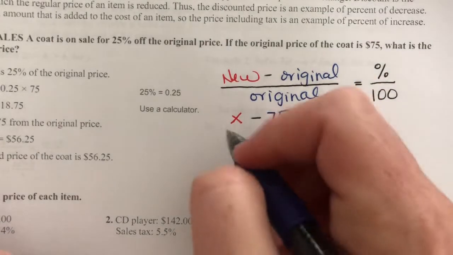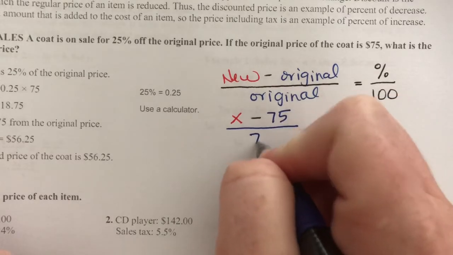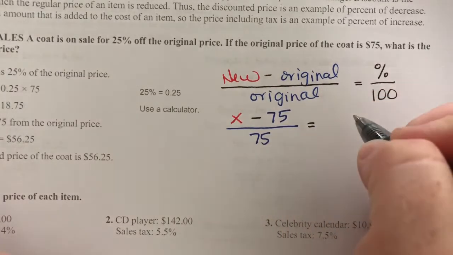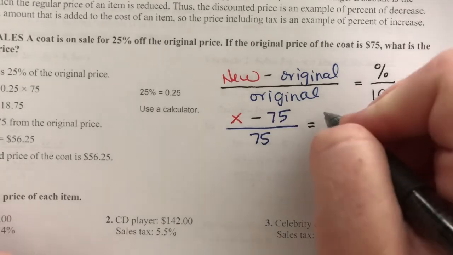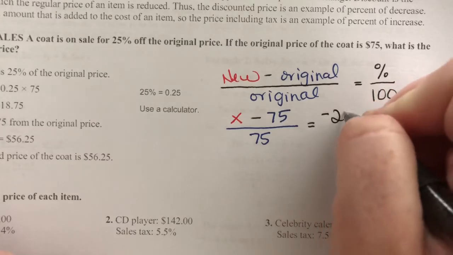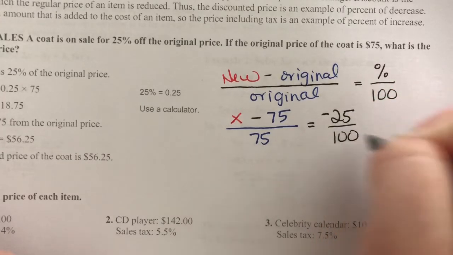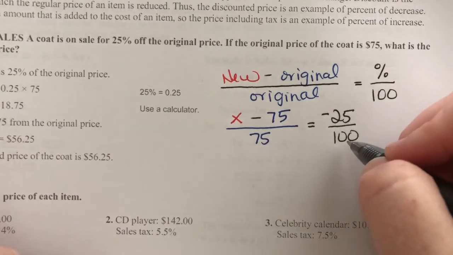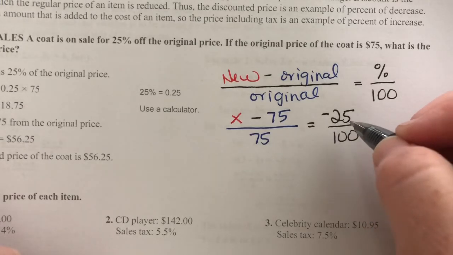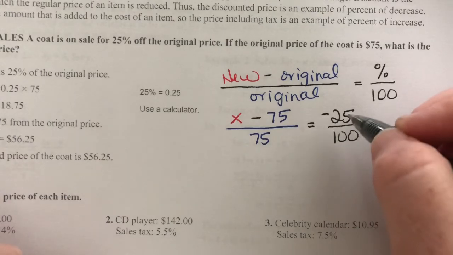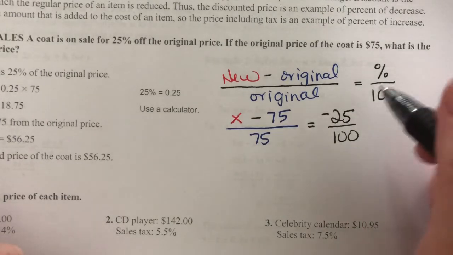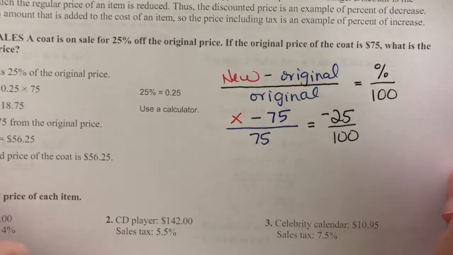So I'm going to do new minus original over the original. And it says it was discounted at 25%, or it was 25% off. So the cost didn't go up 25, it went down 25%. 25 out of 100, that's per cent. There's 100 cents in a dollar, so 1 penny is 1 cent per cent, 25%. And it's negative since it decreased. Okay, so now I can actually cross multiply and solve.